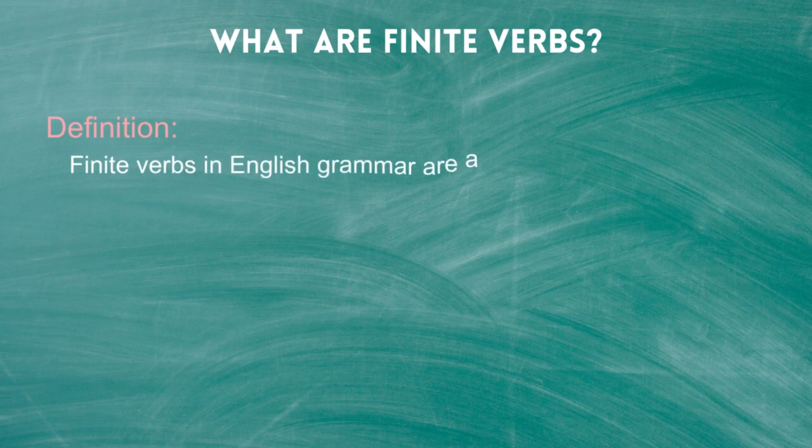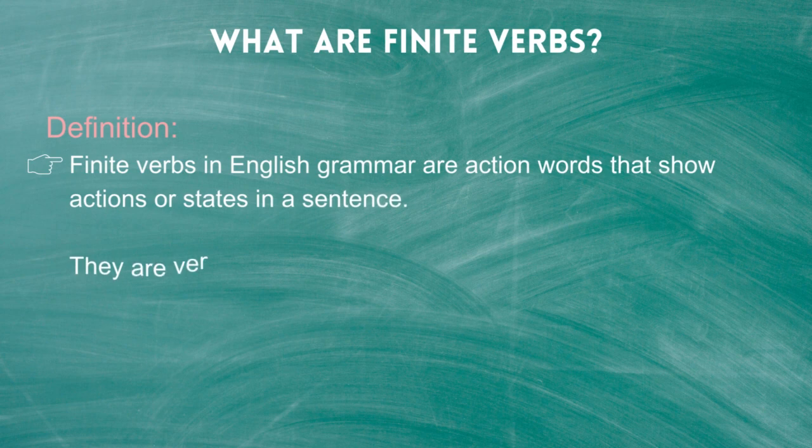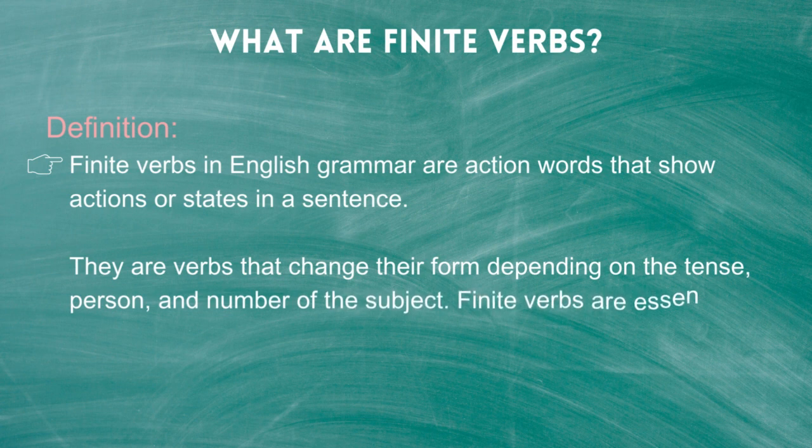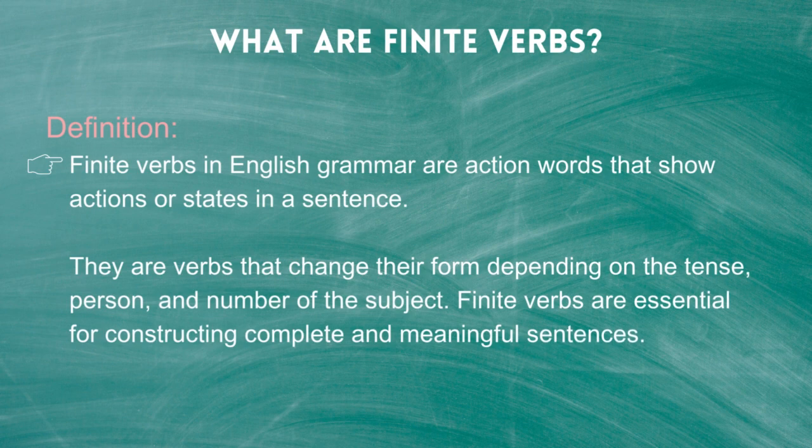Finite verbs in English grammar are action words that show actions or states in a sentence. They are verbs that change their form depending on the tense, person, and number of the subject. Finite verbs are essential for constructing complete and meaningful sentences.